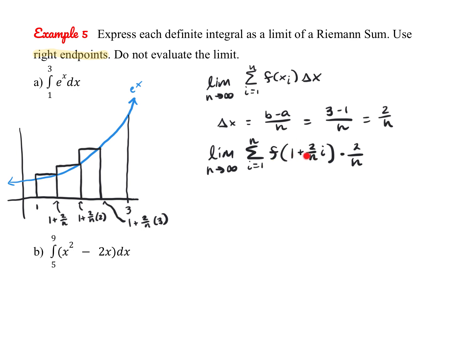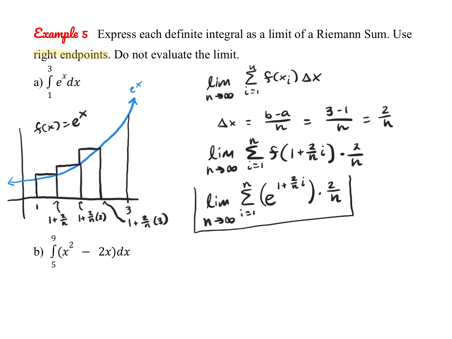And then we can just substitute this into our formula, because we know that the function we're working with for this one, f of x, is equal to e to the x. So we can say the limit as n approaches infinity, from i equals 1 to n. And we're just plugging this into this function. So it's e to the power of 1 plus 2 over n i, times 2 over n. And this would be the limit of our Riemann sum.